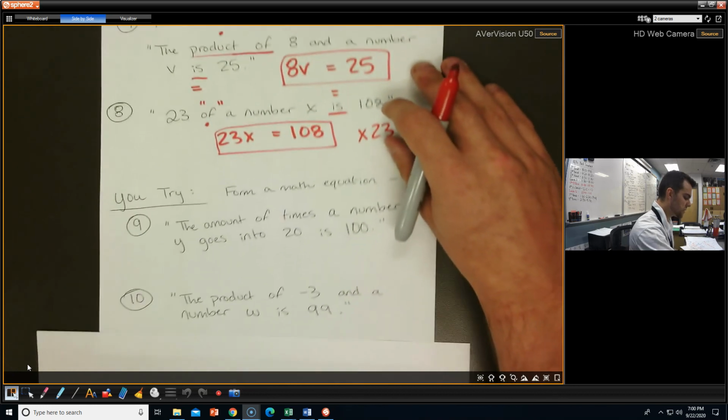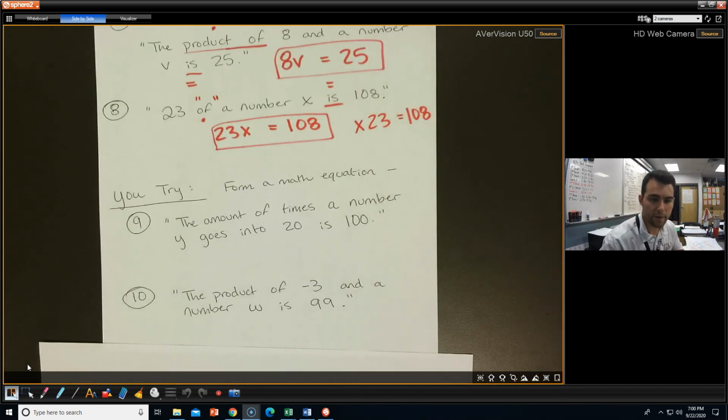So now I want you guys to try these two. I want you to form a math equation for number 9 and 10. Number 9, the amount of times a number y goes into 20 is 100. And then number 10, the product of negative 3 and a number w is 99. And go. Alright, we're back.